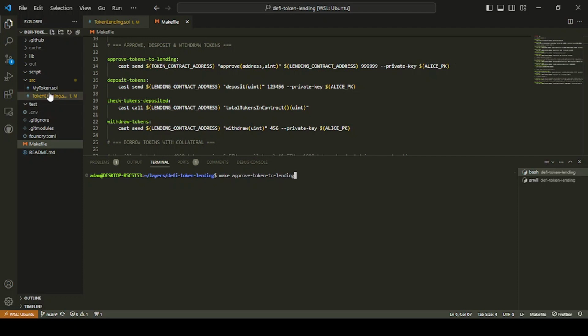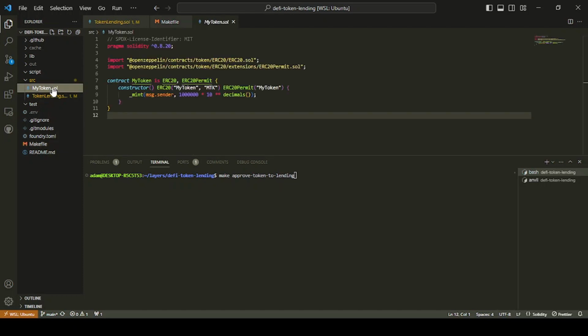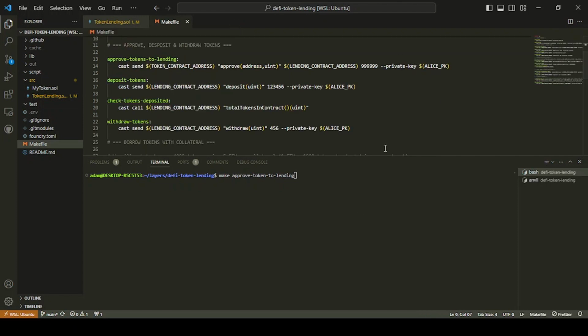The reason for that is that Alice actually has 1 million tokens here. Because we deployed it from Alice's private key, msg.sender got 1 million tokens. So that's why Alice has the tokens at the moment. We'll do that, and what it means is that the lending contract will now be able to spend 999,999 of the tokens.